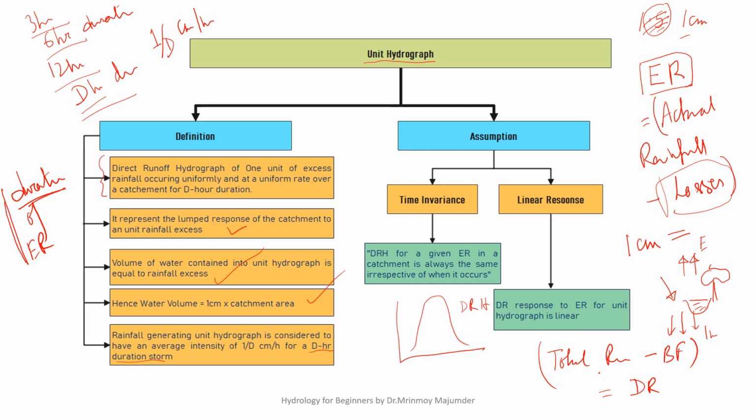And this is another definition. For D-hour duration of 1 centimeter excess rainfall taking place, I can easily say that average intensity of the excess rainfall will be 1 by D centimeter per hour. This centimeter is for the rainfall, and this hour is for the duration of the rainfall. Always remember, this is duration of excess rainfall, not your hydrograph, not your runoff. In case of unit hydrograph, we also assume two very important aspects.